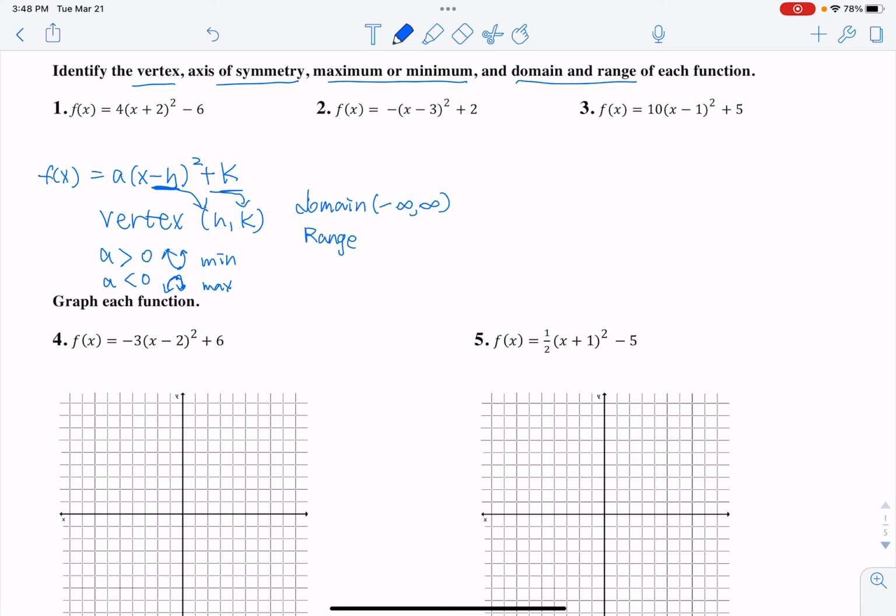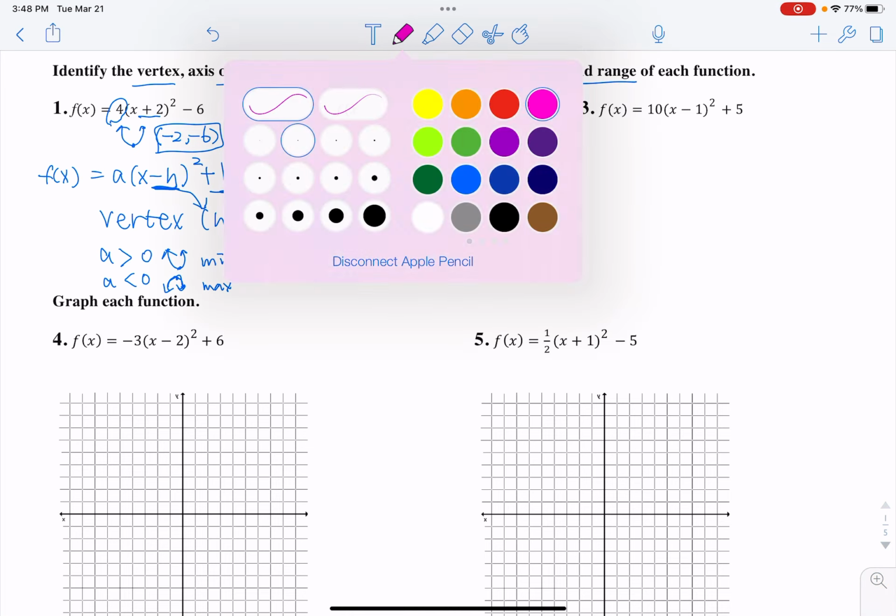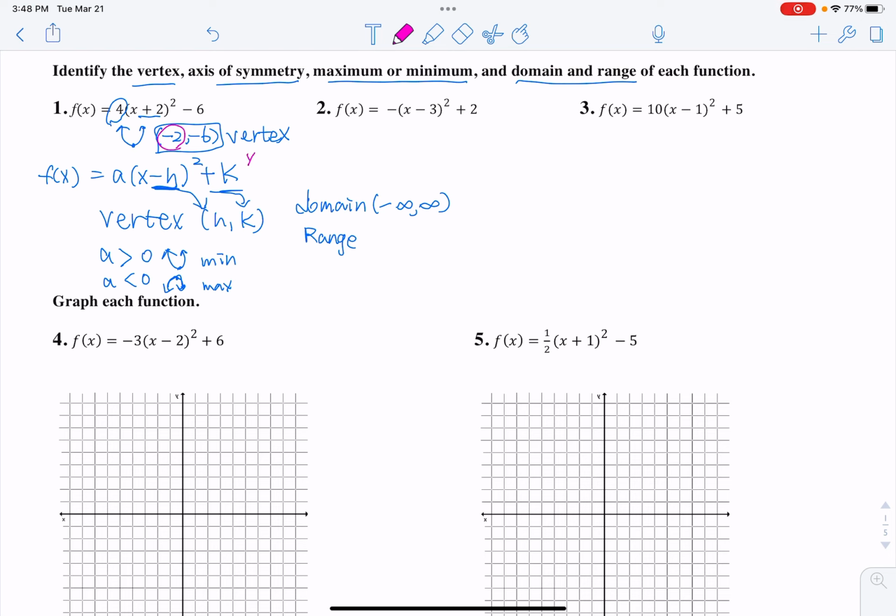So for number 1, the a value 4 is positive, so the graph opens upward, and then the vertex, from (x + 2)^2 - 6, will be (-2, -6). This is the vertex. And then the x value of the vertex, x = -2, will be the axis of symmetry. And since the graph opens upward, the y value will be the minimum.